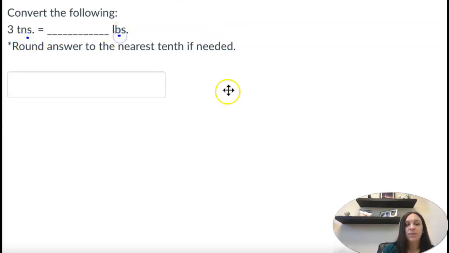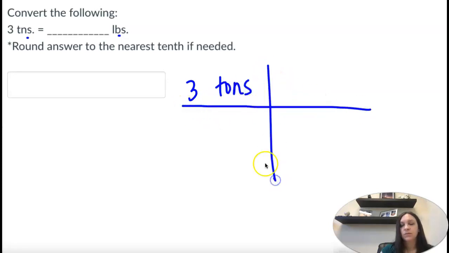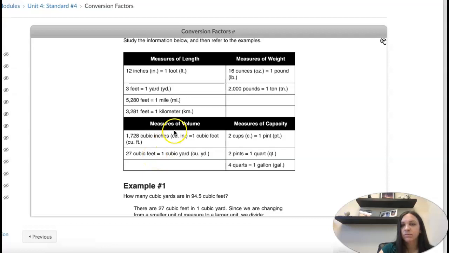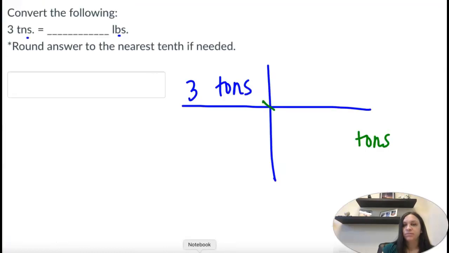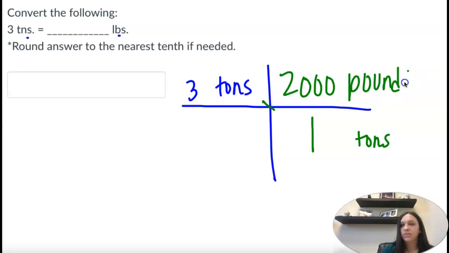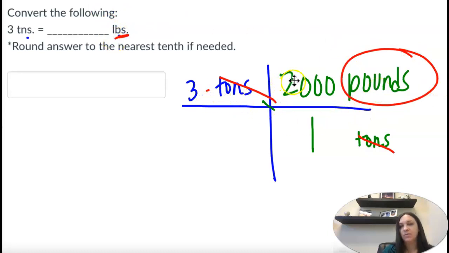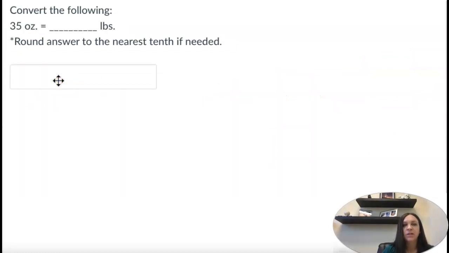3 tons is how many pounds? So again, we want tons right here, and we're going to go find that statement. 2,000 pounds is 1 ton. So 1 ton, 2,000 pounds. And we get to stop there. Our tons goes away, we're already to pounds. Yeah, so 3 times 2,000, 6,000. Oh, it went pretty quick.